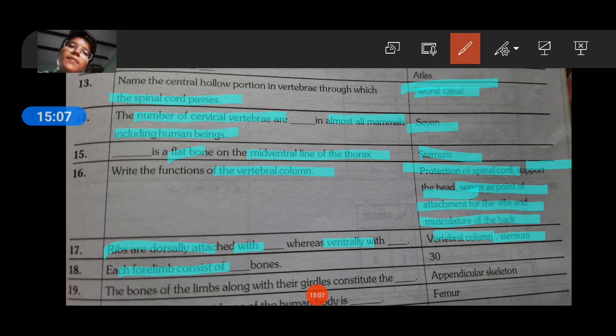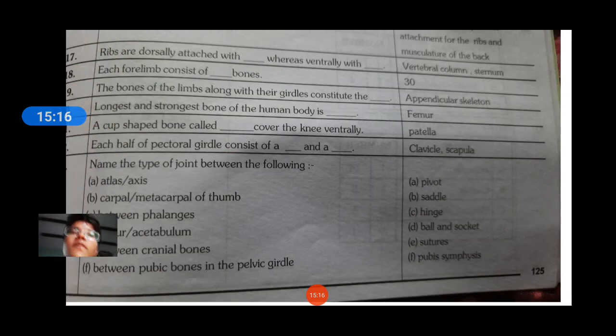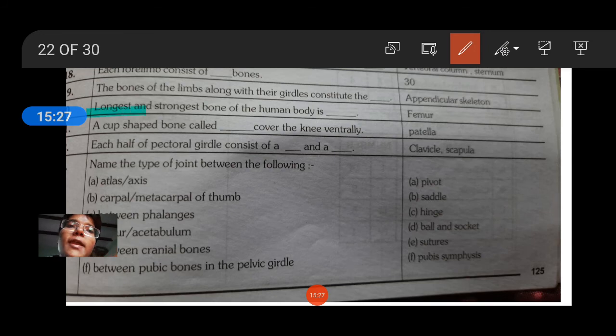Each forelimb consists of 30 bones. The bones of the limb along with their girdle constitute appendicular skeleton. Ribs are dorsally attached with the vertebral column and ventrally with the sternum. The bones of the forelimb along with their girdles constitute the appendicular skeleton. Longest and strongest bone of the human body is femur. A cup-shaped bone is called patella, cover the knee ventrally. Each half of pectoral girdle consists of clavicle and a scapula.